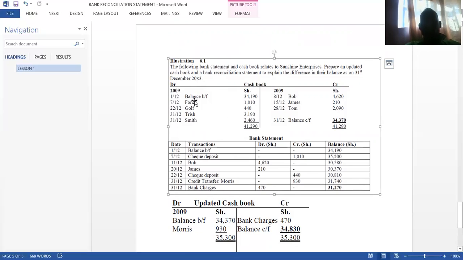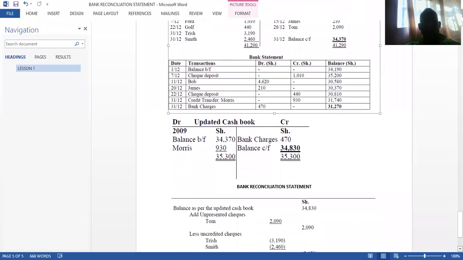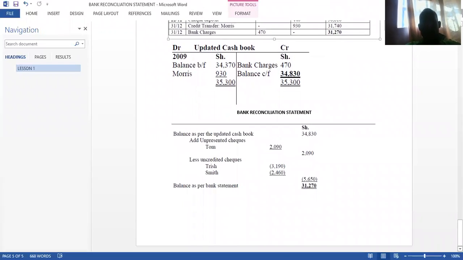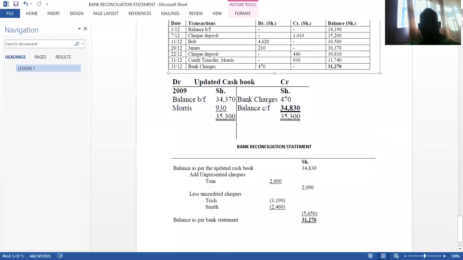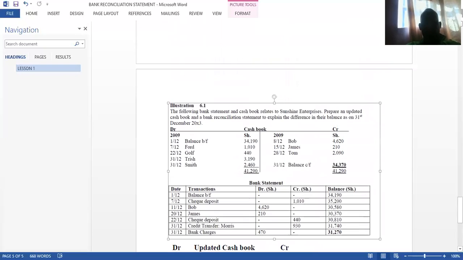Remember, these are actually the checks that are received, and the checks that are received are actually the uncredited checks. So the checks for Trish and Smith are supposed to be the uncredited checks because they are received, but they are not in the bank statement. So they are here as the uncredited. For the unpresented, you look at the payment side because we said the unpresented checks are the payments. The payments is here. So you'll find that Bob 4620 is here. 210 is here. 470.